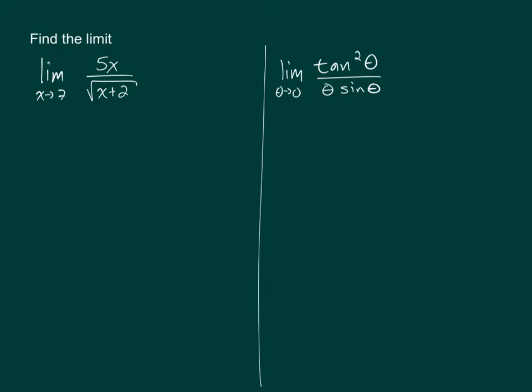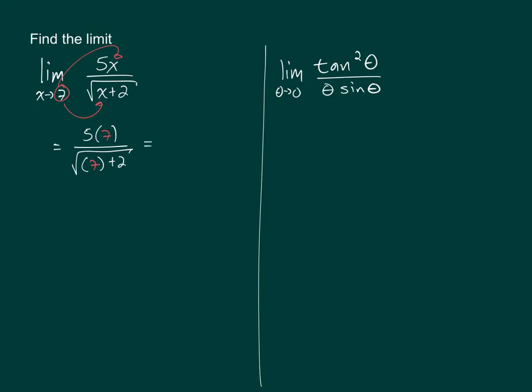Find the limit. In the first example, the limit as x approaches 7 of 5x over the square root of x plus 2. You can simply substitute 7 in for any x that you see in the expression. And that's because when you substitute this 7 in for the x into the denominator, this does not create a division by 0. So this limit will equal 5 times 7 over the square root of 7 plus 2.